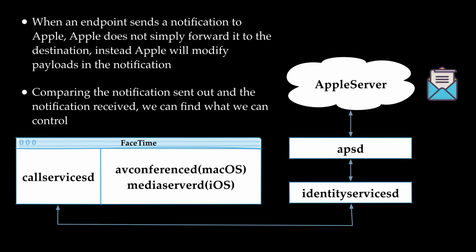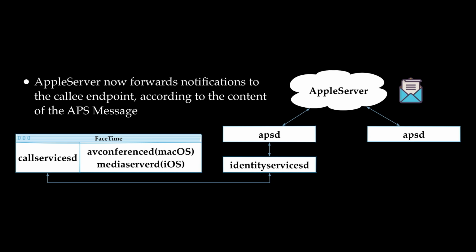Instead, Apple will modify payloads in the notification. So it's important for us to find out which state we can control. We will compare the notification sent out and the notification received on the remote side, so we find out some of the data we can control.